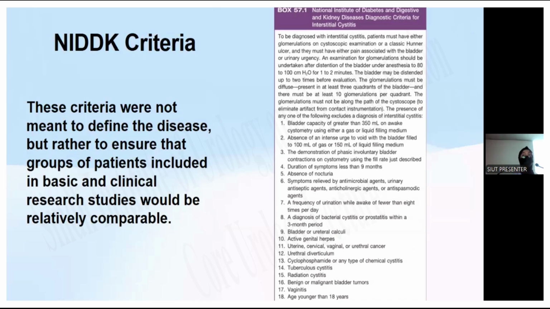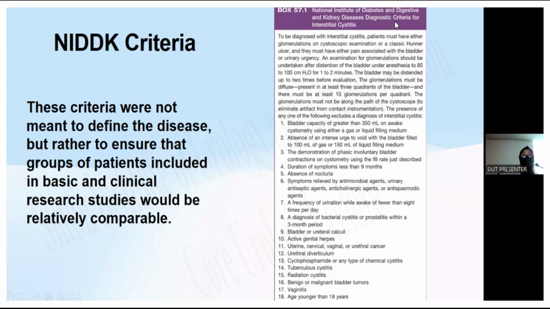The National Institute of Diabetes and Digestive and Kidney Diseases developed a diagnostic criteria for interstitial cystitis. These criteria were not meant to define the disease, but rather were made to ensure that patients who suffered from these symptoms were always included in basic and clinical research studies and would be relatively comparable. The main idea was not to miss out on patients who may be suffering from such problems. And to be diagnosed with interstitial cystitis, as Sir said, cystoscopy is of utmost importance.